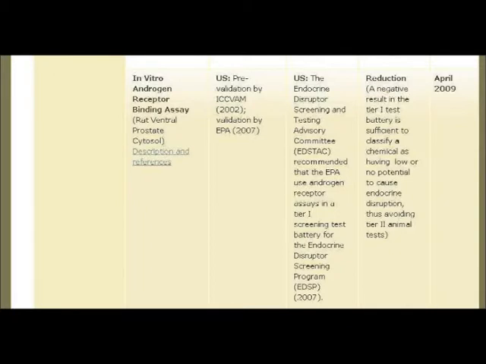In the fifth column, under reduction, it says a negative result in the Tier 1 test battery is sufficient to classify a chemical as having low or no potential to cause endocrine disruption, thus avoiding Tier 2 animal tests. So, in that way, it's a good test because at least it does reduce some animal suffering. Okay, let's have a look at the next test now.